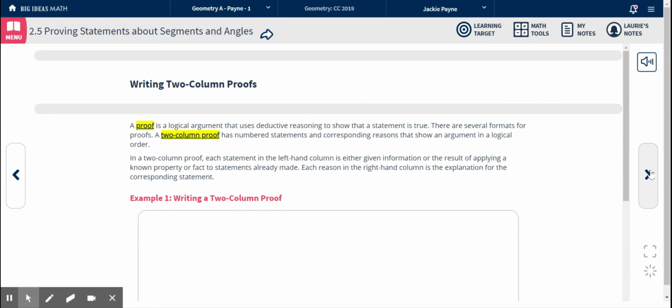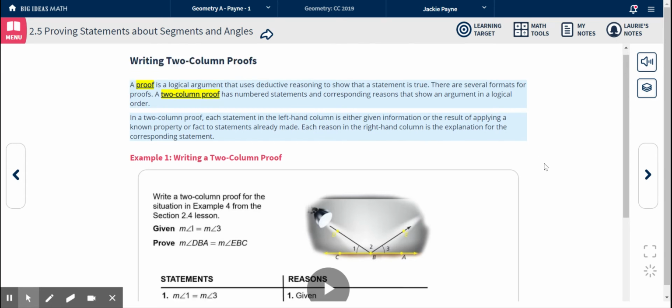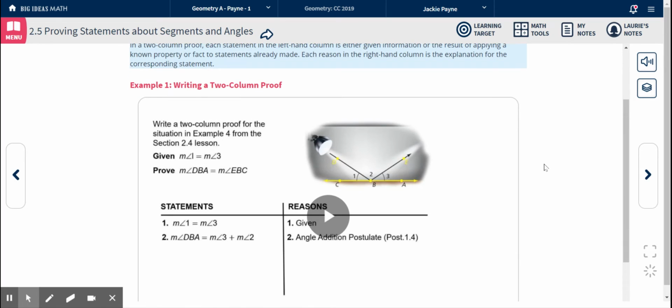So let's start. As you can see, a proof is a logical argument that uses deductive reasoning to show that a statement is true. And so in a two-column proof, the statement is always on the left. The reason is always on the right. That's just how we do it. And here's an example. This problem was done in the last section, but we're going to show how to do it as a proof.